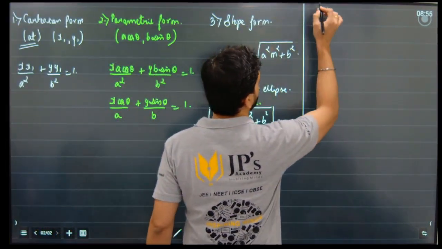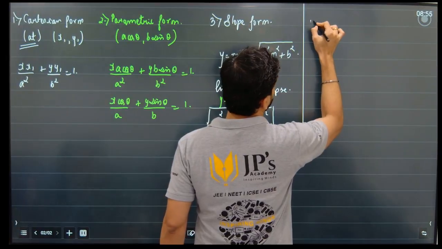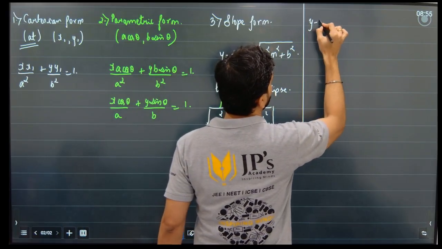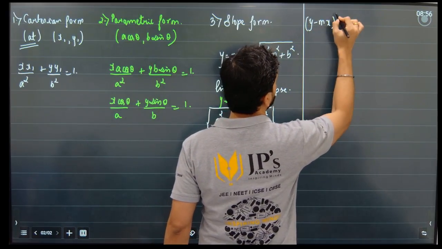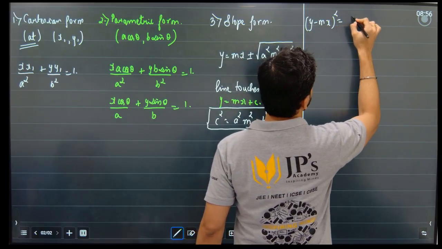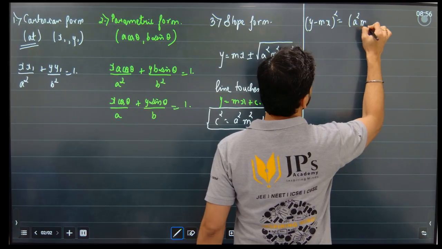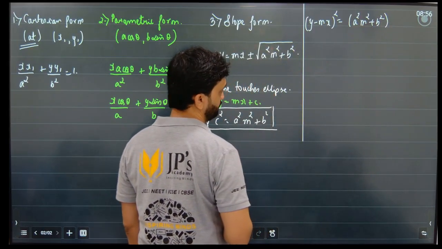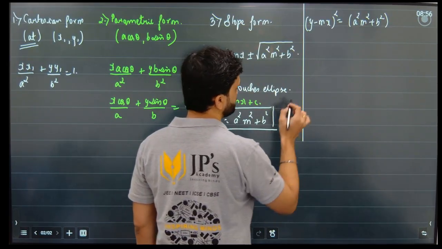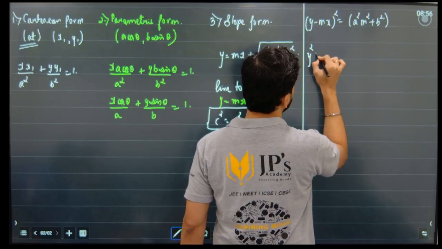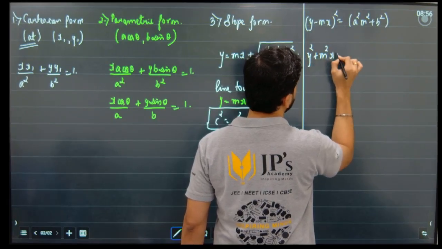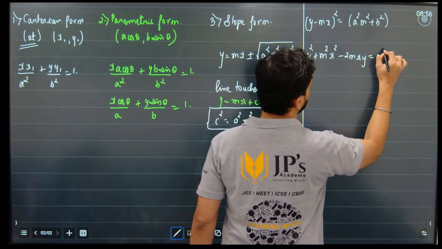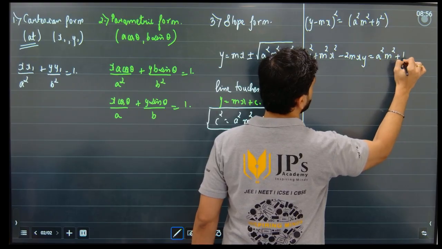So now, when I solve this, when I make y equal to (y minus x) the whole square is equal to a square m square plus b square. So this will be a quadratic equation in m. Now if I solve this, it will become y square plus m square x square minus 2mxy is equal to a square m square plus b square.